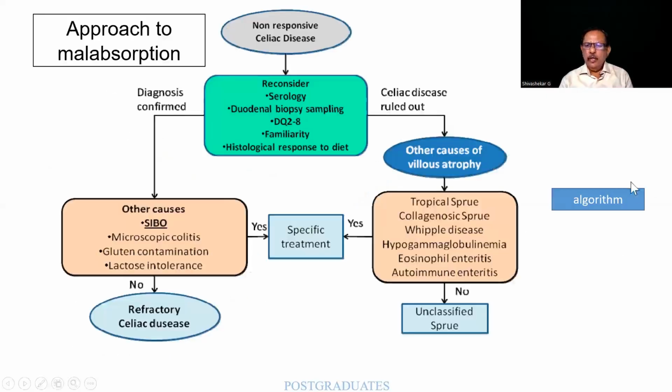Always have an algorithmic approach. That is one. You find that there can be some cases positive for celiac or it can be ruled out. In each of those cases, what is going to be the differential diagnosis and the modality of treatment? Because just like anemia, malabsorption also is not a disease in itself, and unless I find out the exact cause of it, I will not be able to treat.